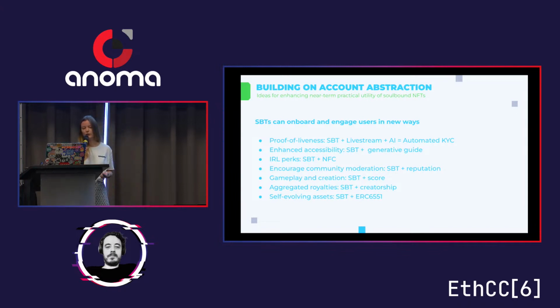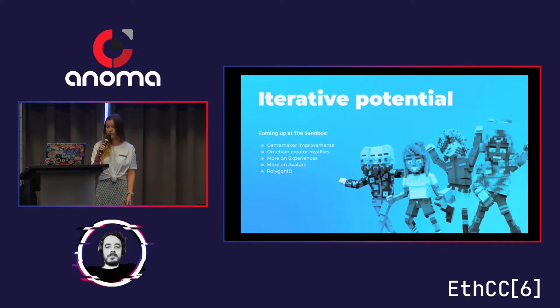And finally, it would be remiss of me not to talk about 6551, where you can make this even more interesting by adding in self-evolving assets and having those linked to a profile as well. So, to conclude, I see so much iterative potential for us to build on, and now it's just time to go and build. Thanks everyone for listening.